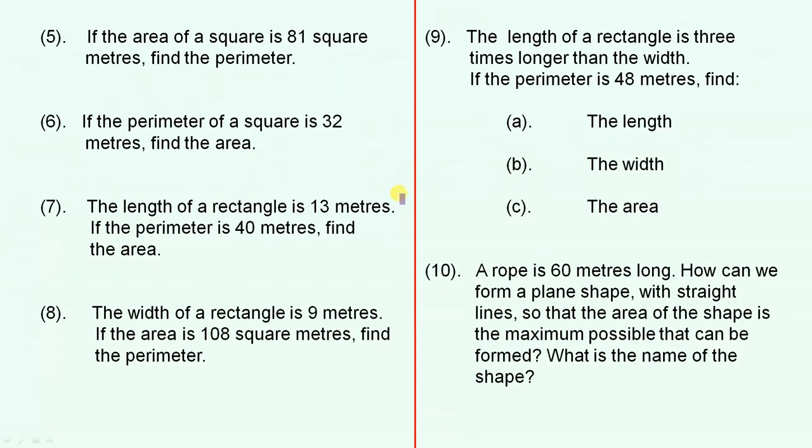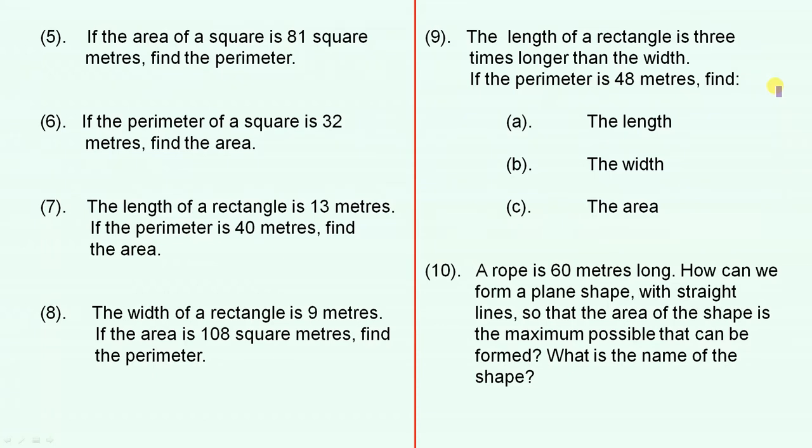Number 7. The length of a rectangle is 13 meters. If the perimeter is 40 meters, find the area. Number 8. The width of a rectangle is 9 meters. If the area is 108 square meters, find the perimeter.